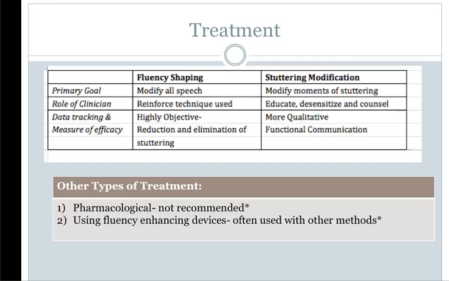Two main types of treatment are fluency shaping and stuttering modification. The goal of fluency shaping is to eliminate all stuttering by modifying all speech in all speaking contexts. The primary goal of stuttering modification is to modify moments of stuttering by educating and desensitizing the individual in order to improve the way that they see their own disfluency.